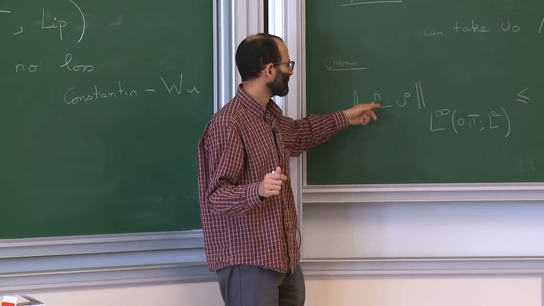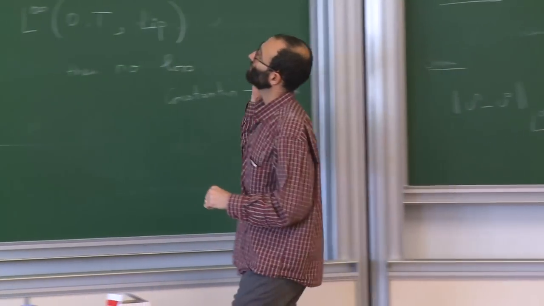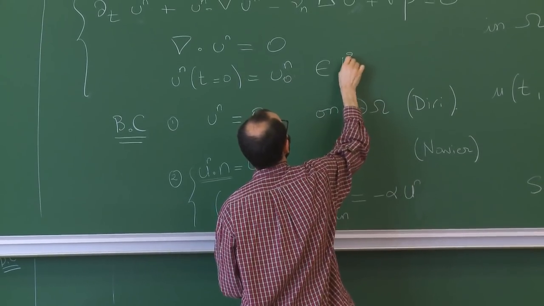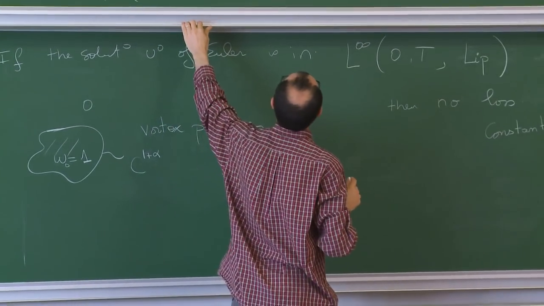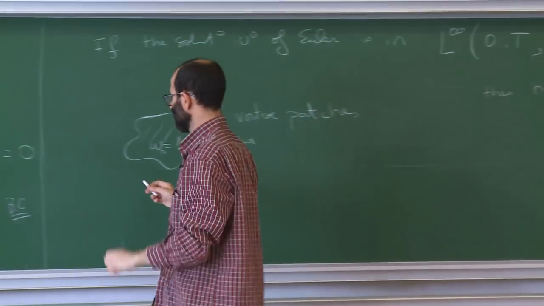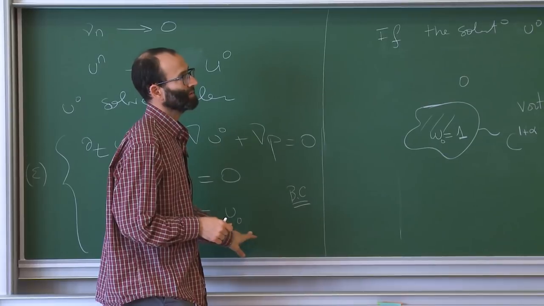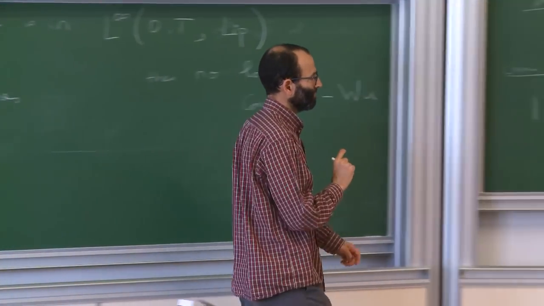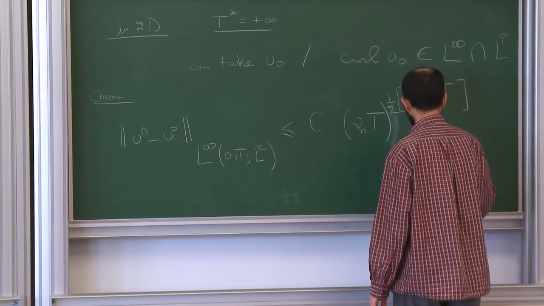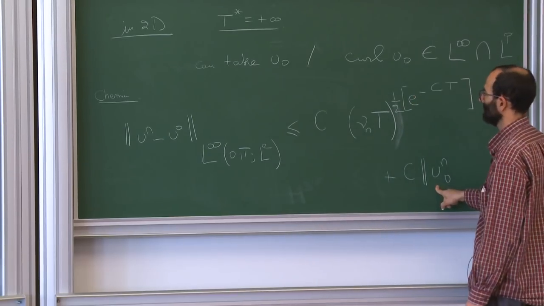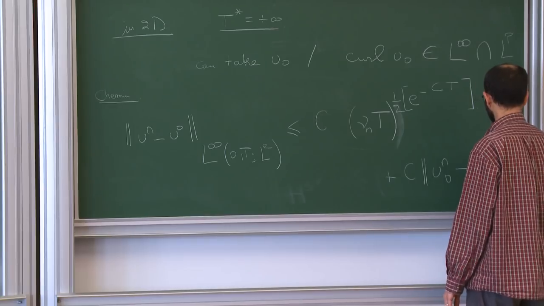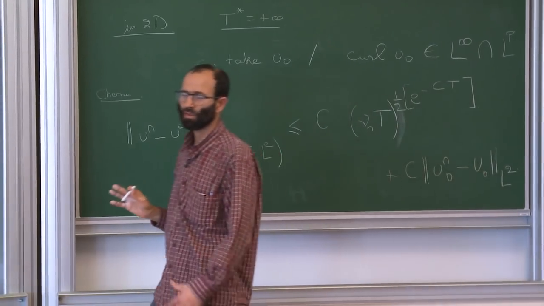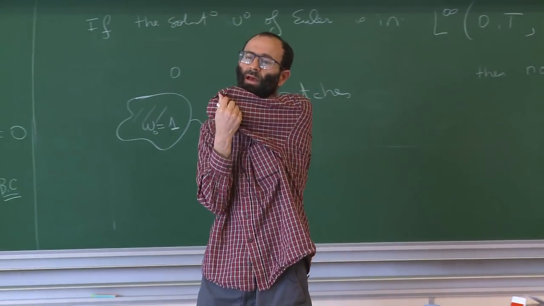What I mean by this is that for the results I'm mentioning there, more or less you can even take an initial data of Navier-Stokes in L2, but then assume that for this U0 you just need regularity. So it's really, for instance, the curl of U0 which is in those spaces. But of course now the initial data of both equations do not match. So you have to pay something like the initial data of Navier-Stokes minus the initial data of Euler in L2. So you can more or less prove results also like this, in which case you are really dealing with weak solutions for Navier-Stokes.